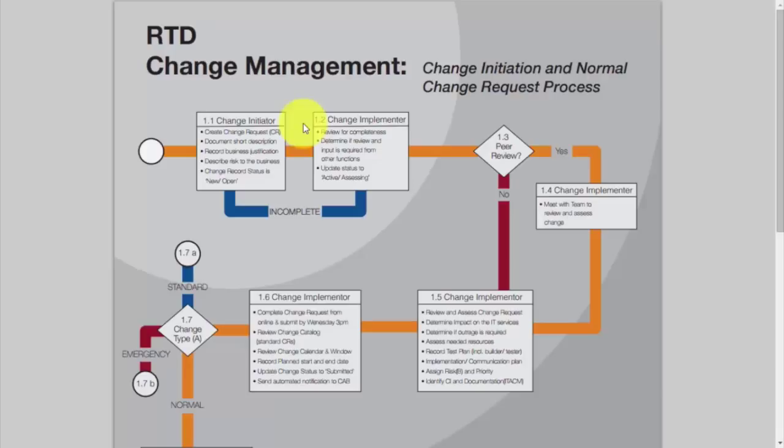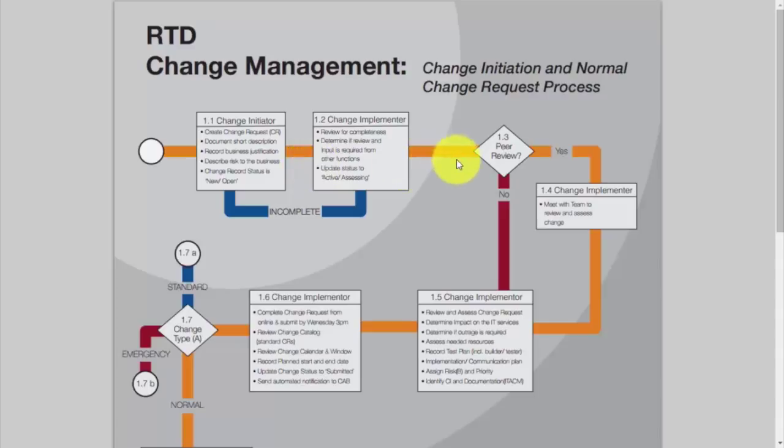The change implementer is going to review that change record to ensure that it's complete and all of the necessary information is included. We'll also determine if review and input is required from other functions. And if the answer to those questions are yes, then we'll need to meet with the team. At that point, you'd update the status to active and assessing. Now, if any of those are incomplete, we just move the responsibility back to step 1 to the change initiator, and that individual would need to fill in that missing information.